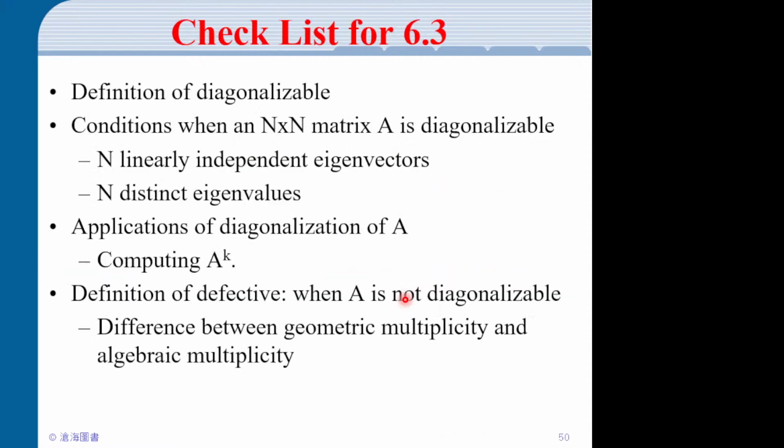So that's about it for this section, the definition of diagonalizable. We see that we have two theorems here. We have an if and only if condition for your matrix to be diagonalizable: it means that it has n linearly independent eigenvectors.